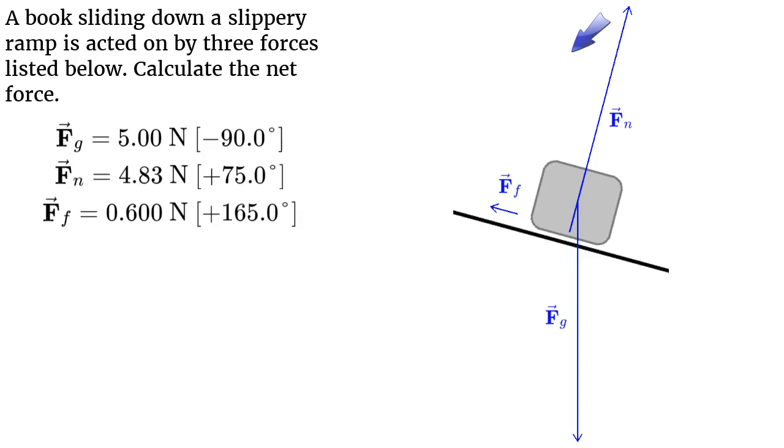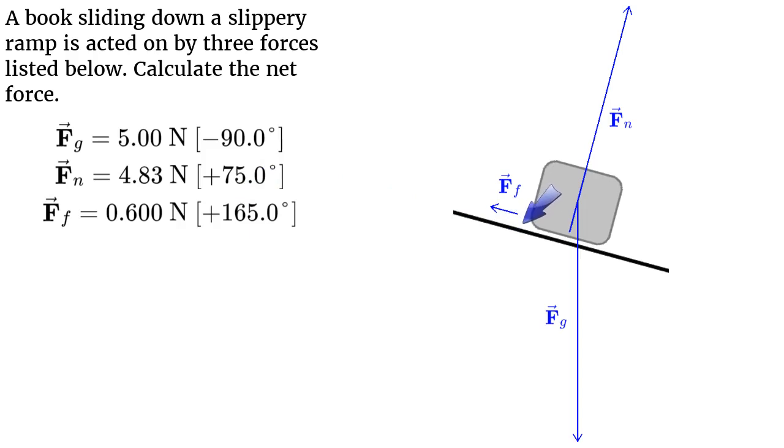So that's 15 degrees difference than straight up, which tells us the steepness of the ramp is 15 degrees. And the third force is the friction force, and we're told that it's 0.6 newtons with a direction of positive 165 degrees. You'll also notice that that's 15 degrees off from what it would be on a flat or horizontal surface.